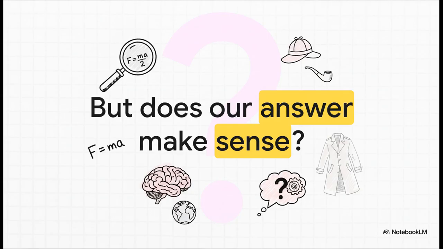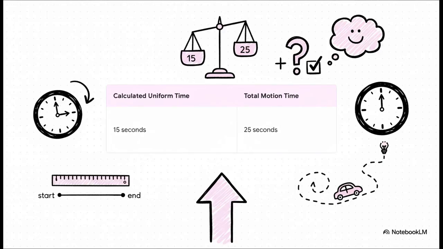You know, a good scientist, just like a good detective, never just takes an answer at face value. We have to follow Irodov's advice and stop to ask the most critical question of all. Is this result actually plausible? Does it make sense in the real world? So let's do a quick sanity check. We calculated the uniform motion time to be 15 seconds. The total time for the whole trip was 25 seconds. Well, our answer is a positive number, and it's less than the total time, which it has to be, right? That makes perfect physical sense. The verdict stands. It's plausible.